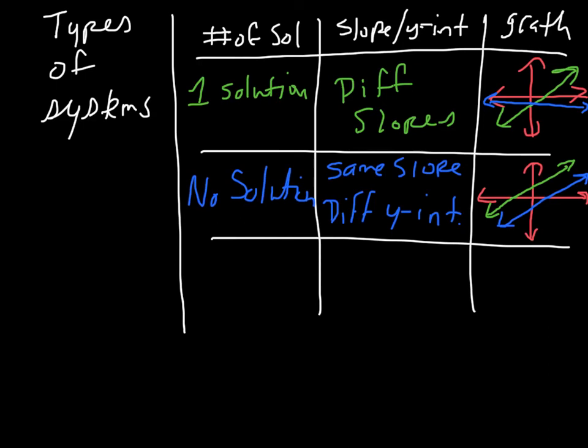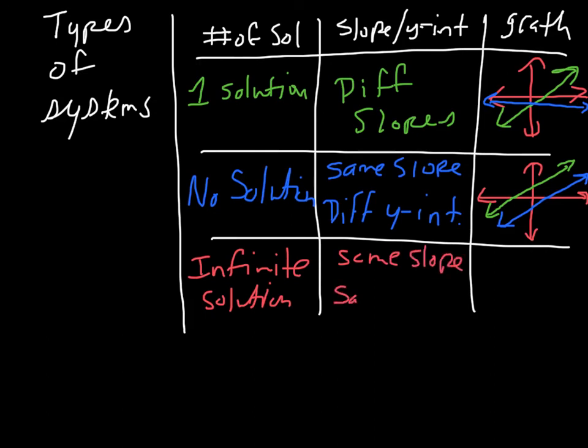And the last one is infinite solutions, or all solutions. For that one, they have the same slope and same y-intercept. Same slope and same y-intercept, and that graph would look something like this.